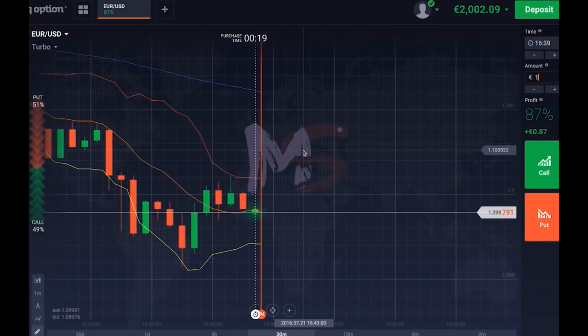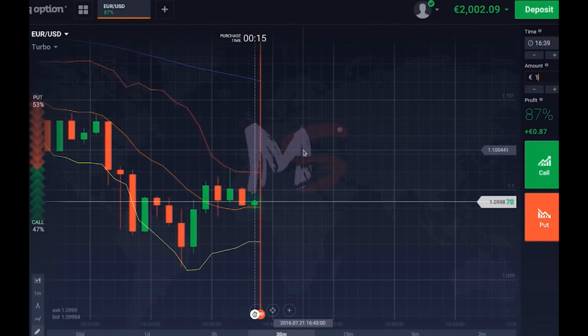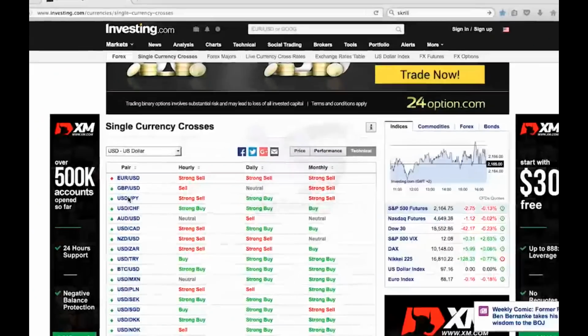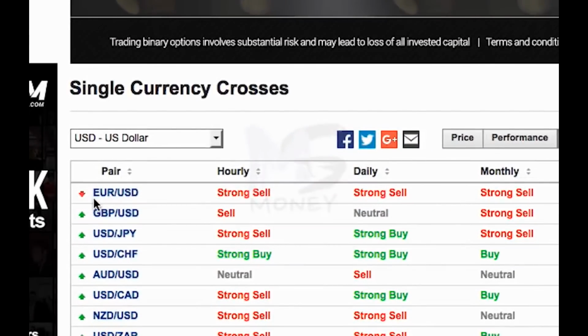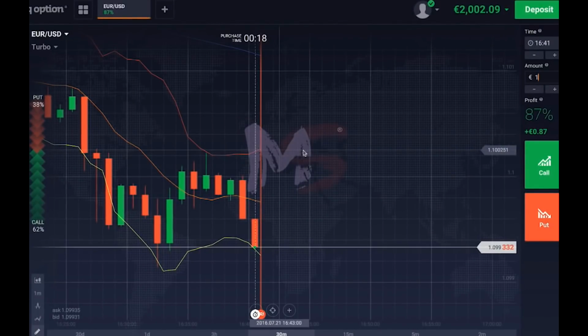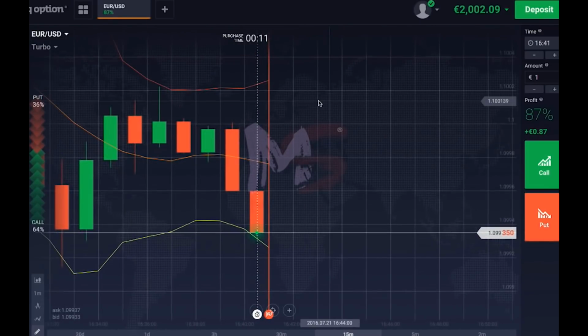Very well, friends. Now we can start to wait for the right moment. As you can see, I am on the Euro USD asset and the moving average is descending strongly. I remind you that the macro trend and the micro trend of Euro USD today is strong sell. So, this is the perfect moment to invest. We wait for a breaking. Maybe a red candle is breaking the lower Bollinger Band. So we must be ready to invest in put, because the moving average is going down.